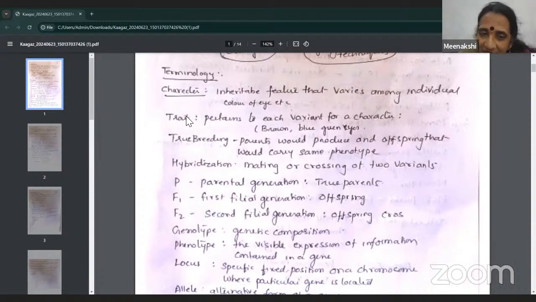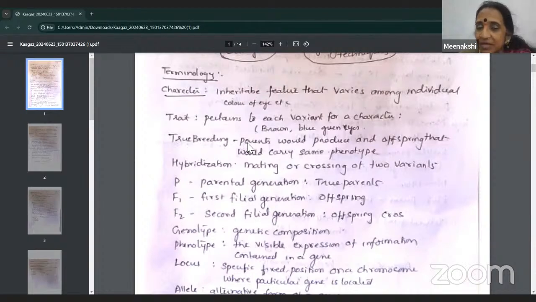Then trait. What is a trait? It pertains to each variant of the character. When we say color of the eye, the color can be brown, blue, green, black, anything. So when we talk about one character, if it has a different range, then each one is called a trait. For example, height of the plant is a character. When we say tall or short, this becomes a trait of the character.